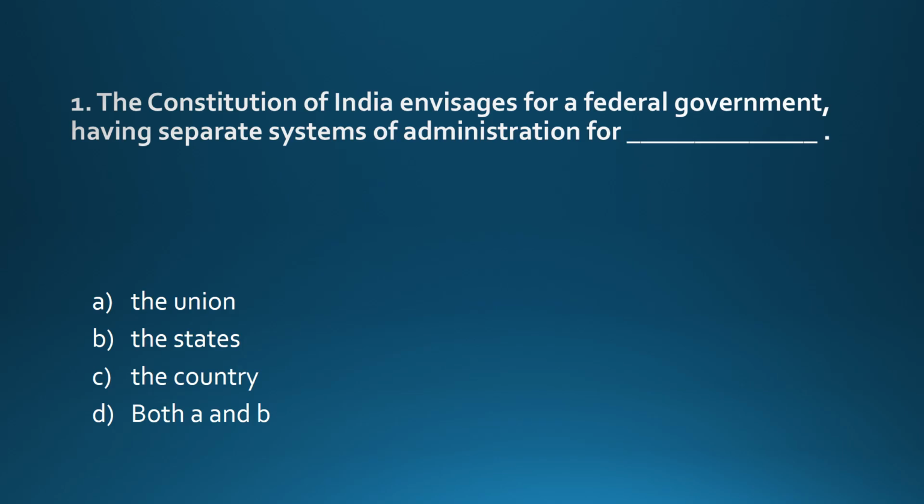First question, the Constitution of India envisages for a federal government having separate systems of administration for dash. Option A, the Union. Option B, the states. Option C, the country. Option D, both A and B. Correct answer is option D, both A and B.